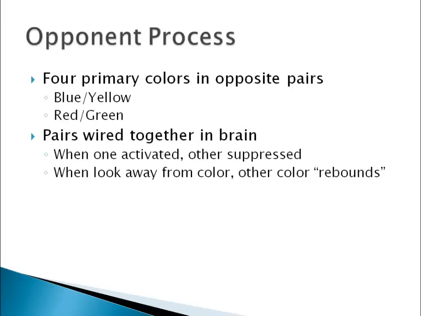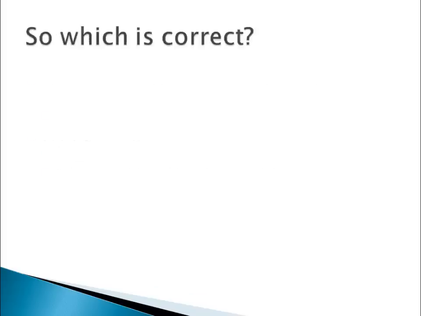So opponent process basically is we have opposite cones wired together in the brain. Trichromatic is that we have three types of cones that respond differently to different wavelengths of light. Well, the big question whenever we have more than one theory for a particular process is, which of these is correct? In science and in psychology, you will often find that the general answer is both of them. And that is indeed true here. Both of them are working, but in different places.